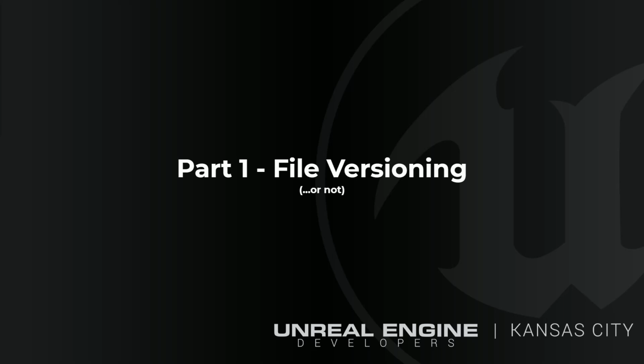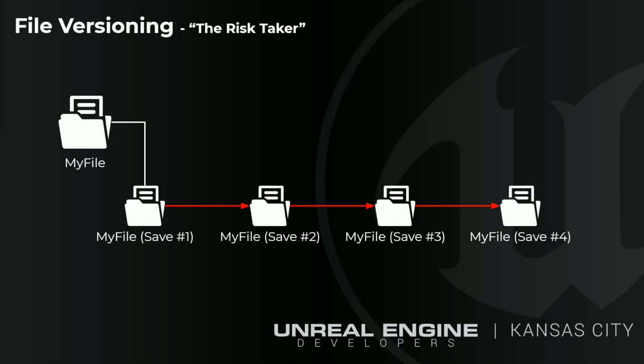So, all right, I'm going to just cover real quick some high-level things to help establish the landscape for what file versioning is. So I've effectively called a few of these by some nicknames. So the risk taker is, for those of you that basically don't have any file versioning, right? So you've got your file, you save it, you do some work, you save it again, and there's literally only one file.